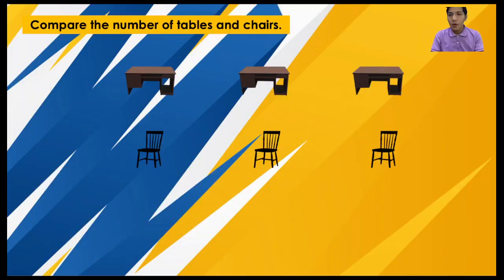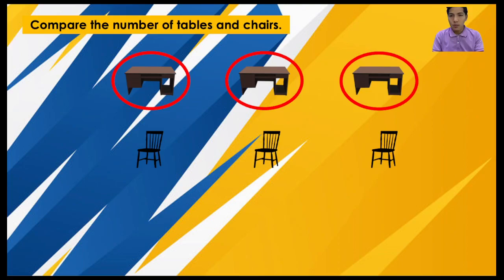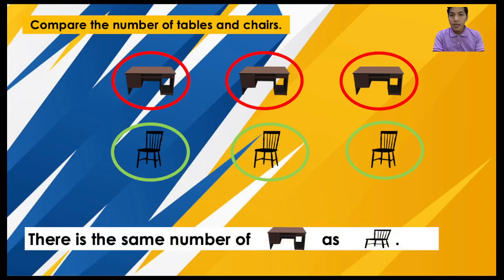So let's move. Compare the number of tables and chairs. Let's count the tables. 1, 2, 3. There are 3 tables. Now let's count the chairs. 1, 2, 3. There are 3 chairs. So let's compare. There is the same number of tables and chairs. It means 3 is equal to 3.